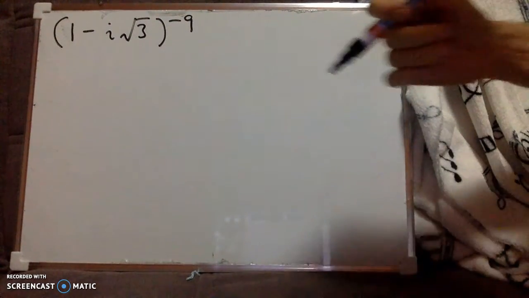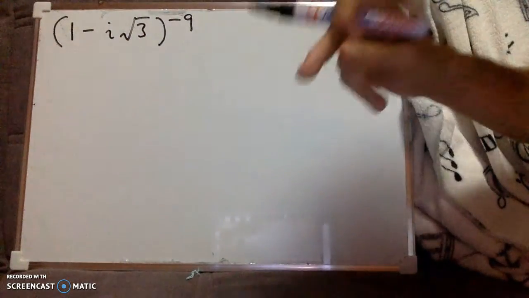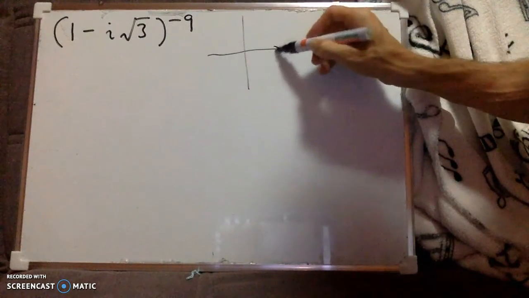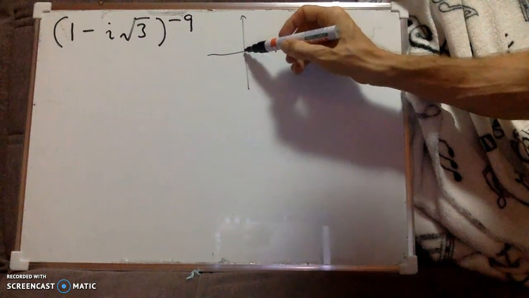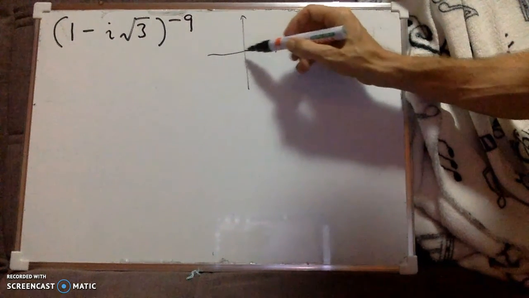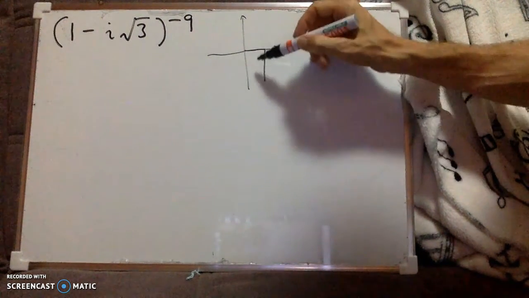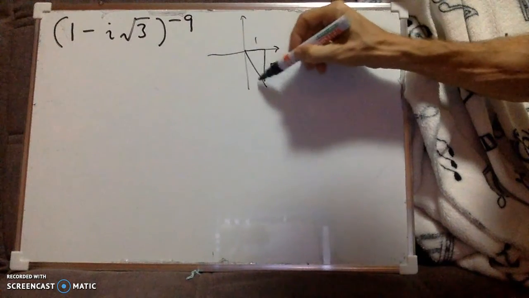So to see what it looks like in polar form, it's best to actually draw this complex number. So, real axis, imaginary axis. What do we have? So we've got 1 along the real axis, and we've got root 3 downwards. So this is length 1, this is length root 3, and this is our complex number.